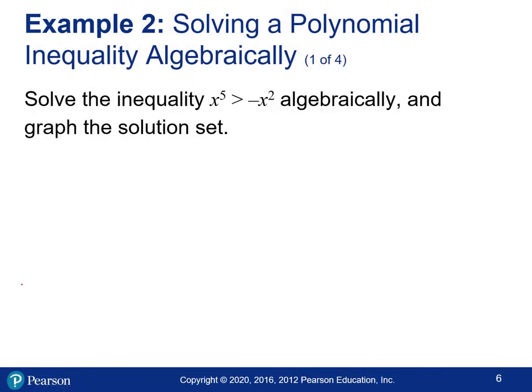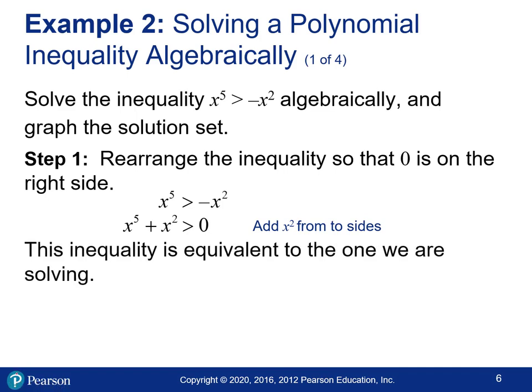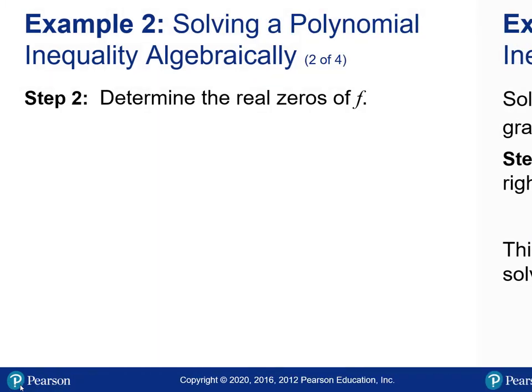Okay, let's go ahead and try another one. So solve this inequality: x to the 5th is greater than -x squared, algebraically. Okay, so first let's rearrange what this looks like by moving all of our terms to one side. If you add x squared to both sides, you now have that the right side is going to say greater than 0. So we're going to work on this version of our inequality.